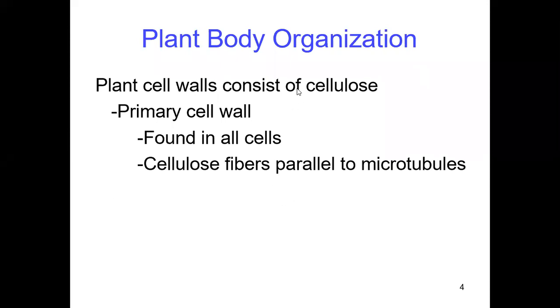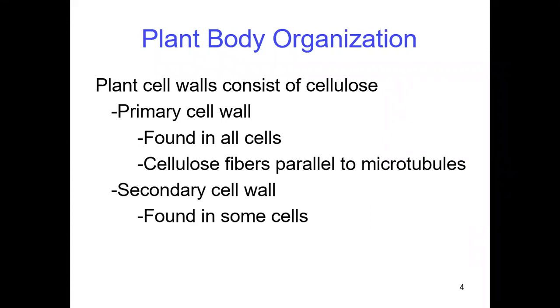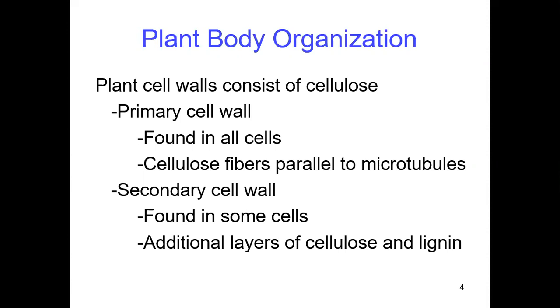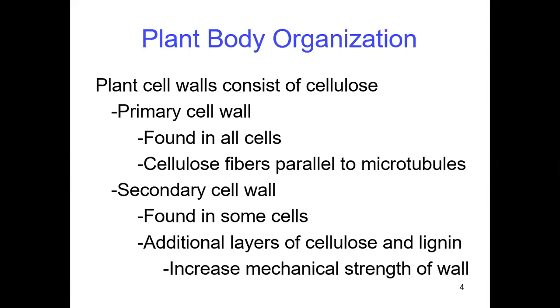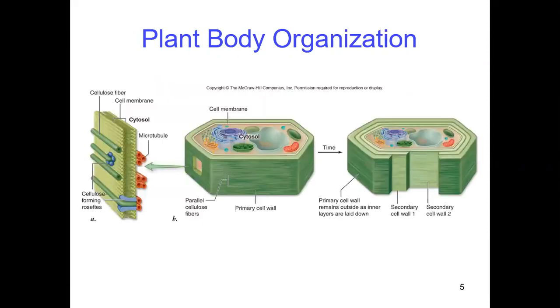So if you see the primary cell wall found in all cells, it is made up of cellulose fibers parallel to the microtubules. Next, the secondary cell wall found in some cells has an additional layer of cellulose and lignin that increases the mechanical strength of plant cells here.